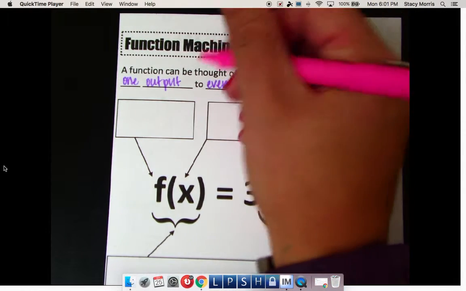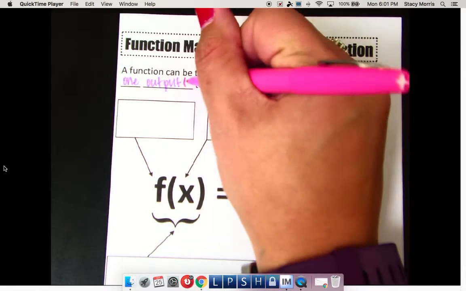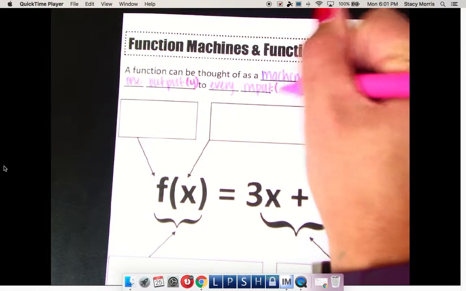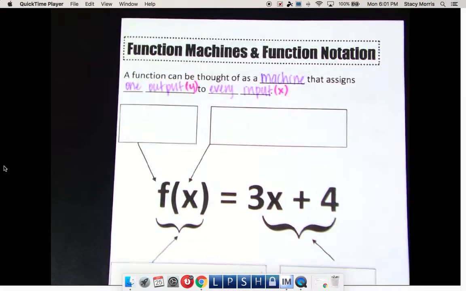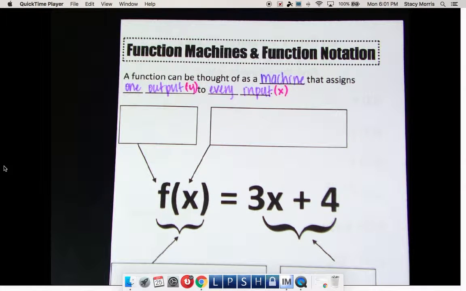So I'm actually going to list that here. Output is going to be the y. The inputs are going to be the x's. So you put in an x, you get out a y. You put in a different x, you get out maybe the same y, but a different y sometimes. So the goal is that you put in a different x every time.